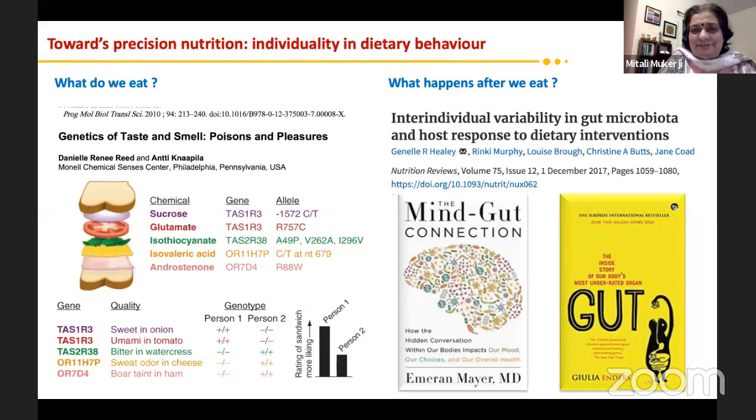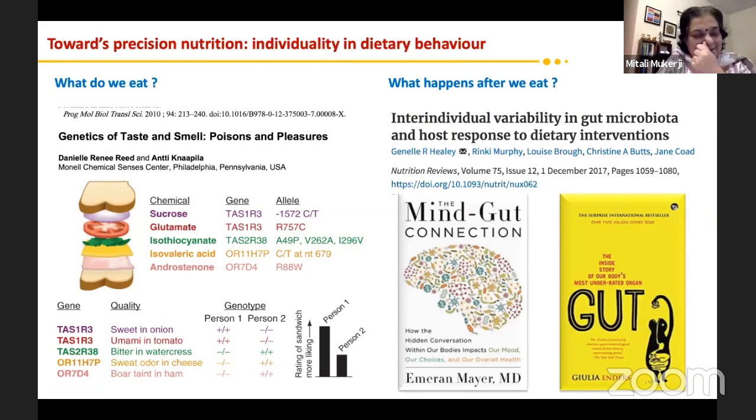Then something which the school kids would definitely be interested in: there's an area called precision nutrition coming up. It's the same genetics, but now you look at the genetics in the taste receptors. Even in a burger, if there are different components, we have taste receptors which sense these components. So if you have differences in these taste receptors, then your ability to perceive sugar or the glutamate in the tomato might differ between people.